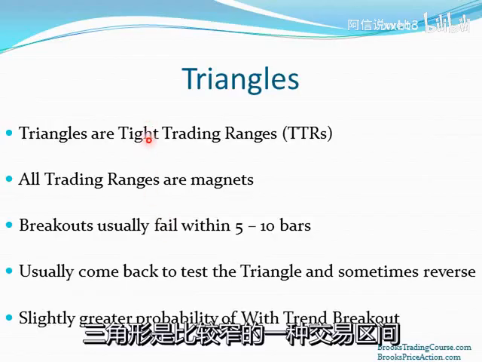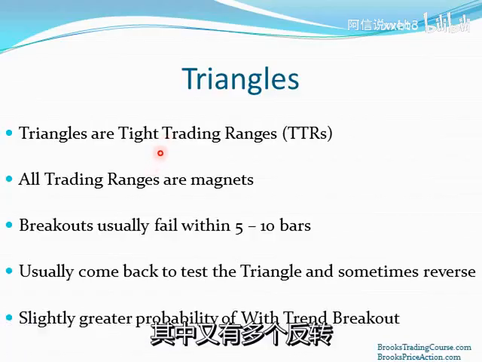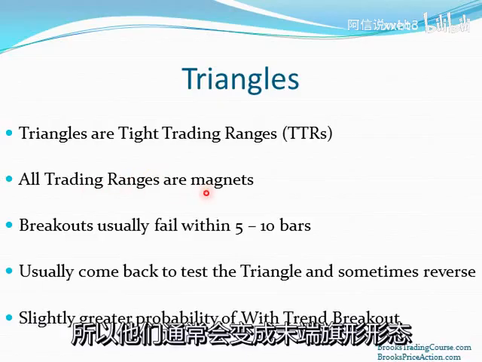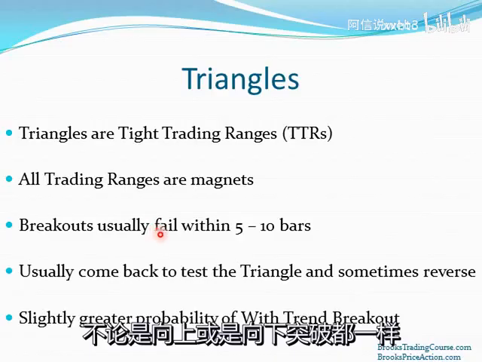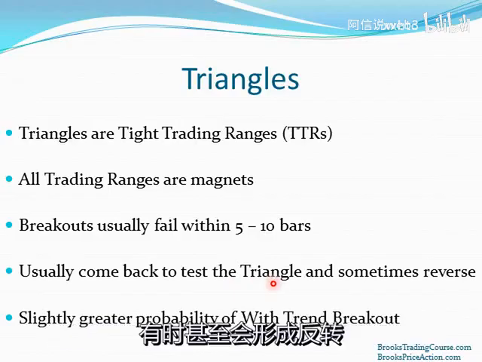Triangles are a type of tight trading range, a trading range where the top to the bottom of the range is very tight, and there are multiple reversals in it. And like all trading ranges, a triangle is a magnet, so they're very often final flags. In other words, the breakout usually fails within 5 or 10 bars, the breakout in either direction. The market usually comes back to test the triangle, and sometimes even reverses.